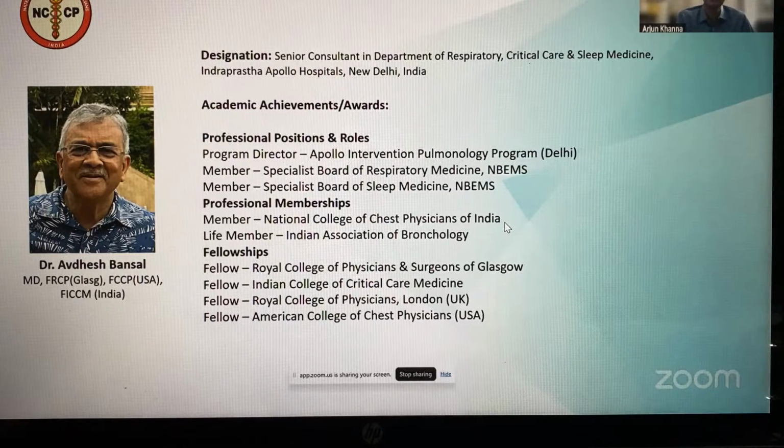So the first talk would be by Dr. Avdesh Bansal, sir. Sir is a senior consultant at Apollo Delhi, and is the program director of interventional pulmonology there. Sir is a fellow of the Royal College of Physicians, Glasgow, and of the Royal College of Physicians of India. He's a fellow of the Indian College of Critical Care Medicine, a fellow of the Royal College of Physicians of UK, and also of the American College of Chest Physicians. And always a pleasure listening to you, sir.